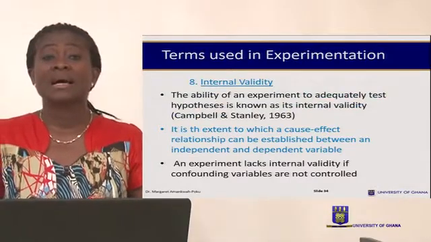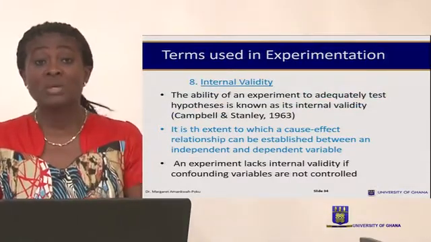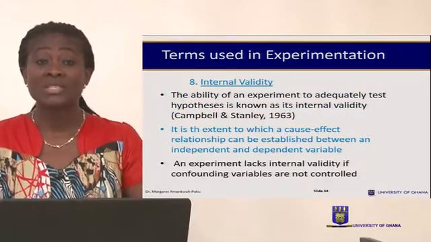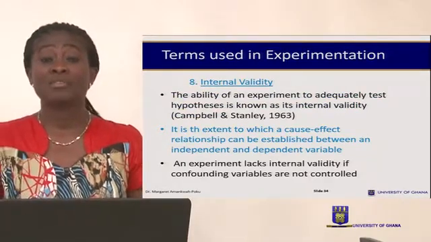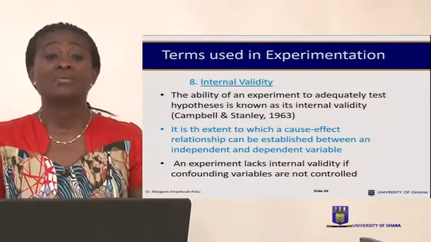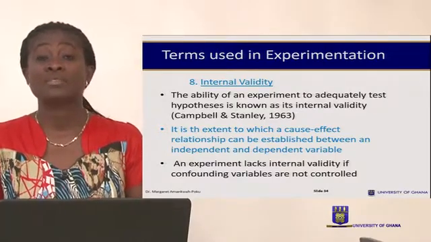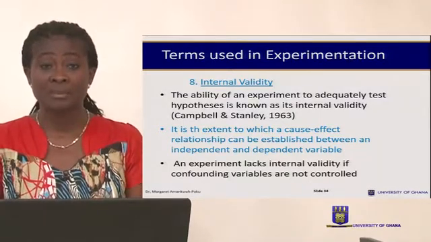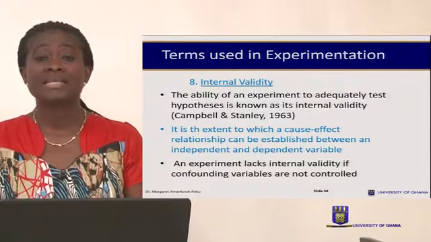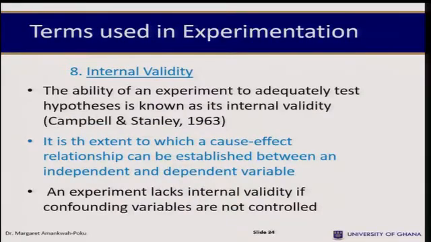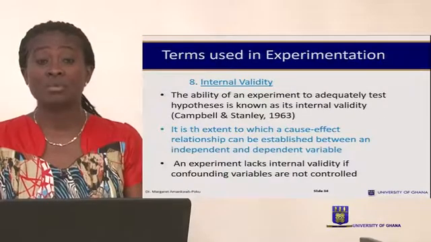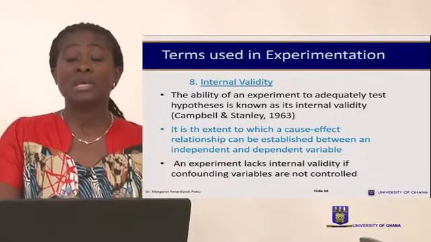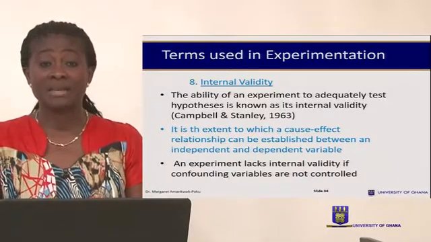Then we have internal validity, another term that you come across. I think I mentioned that much earlier in the previous session. I mentioned the fact that in experimental research, we try to establish a cause-effect relationship, and that is why we have to control extraneous variables. So internal validity is the extent to which a cause-effect relationship can be established between an independent variable and a dependent variable, which means that it's important that we control extraneous variables in order to establish internal validity.